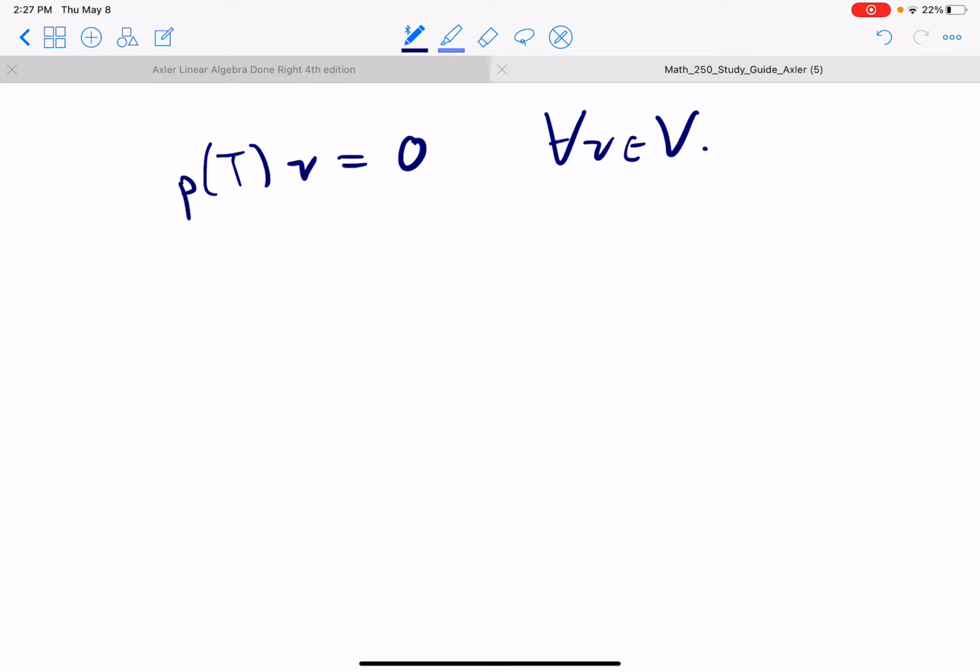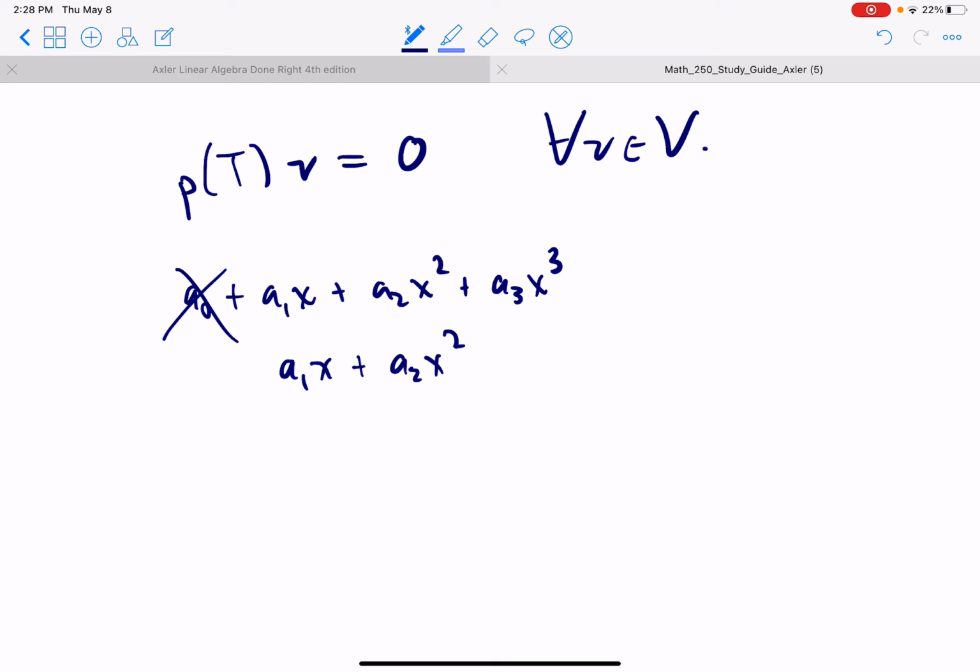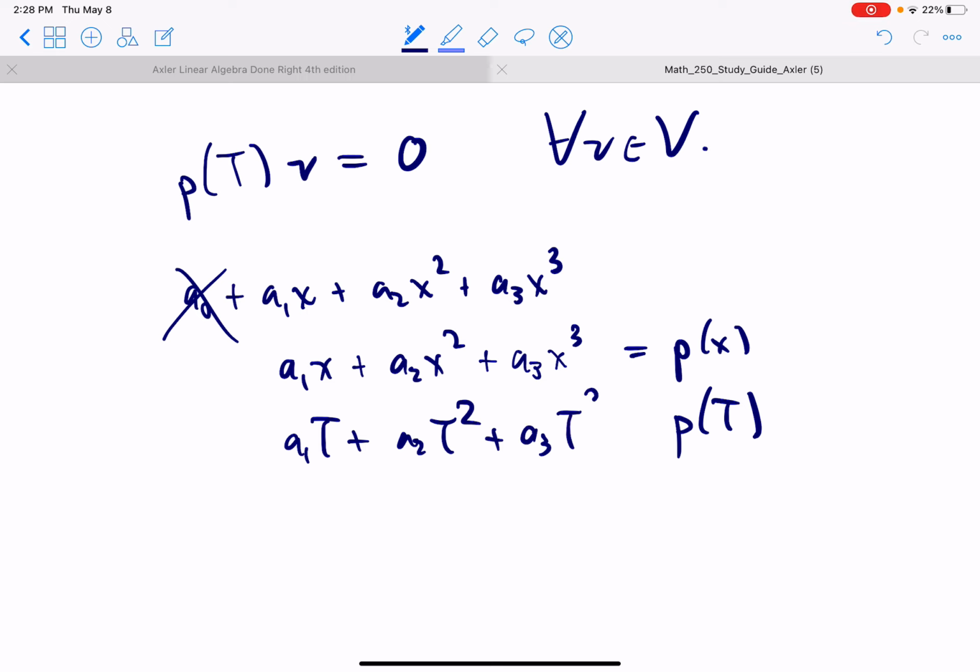So let's imagine what it might look like. It might look like a0 plus a1x plus a2x squared plus a3x to the third, okay? And if its constant term is 0, that means it actually looks like a1x plus a2x squared and so on, okay? In particular, every term has at least one x. Okay, so this is what we want to show. And if that's the case, then p of t is just going to be a1t plus a2t squared plus a3t to the third, etc. Okay, and we know it's 0 when you plug in any vector.